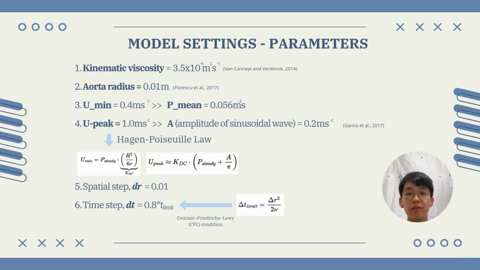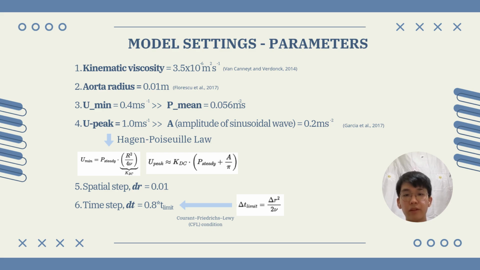We also define the values of the parameters used in our model, for example the kinematic viscosity and the aorta radius. For the P-mean and the A inside the pressure gradient equation, we calculated them using the Hagen-Poiseuille law based on the minimum diastolic velocity and the peak systolic velocity.